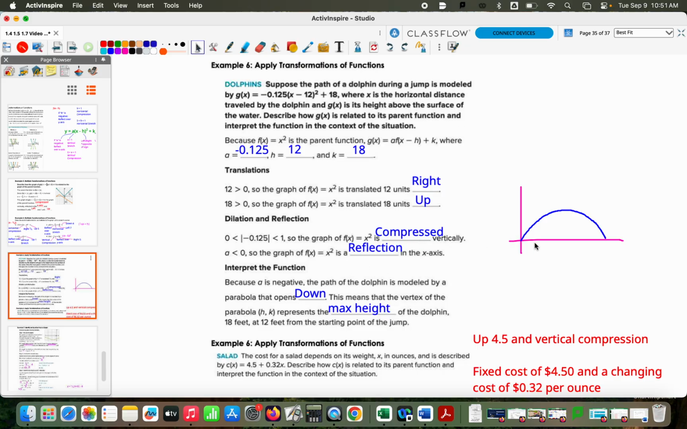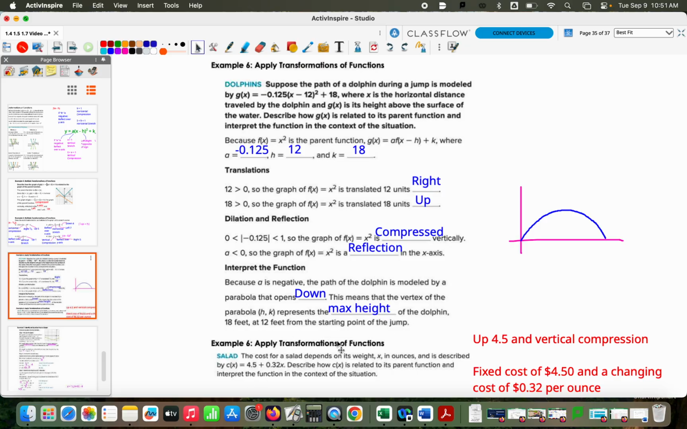And really what's going to happen here is it's going to be an x squared parabola. It's reflected, so it's going to open downwards. The vertex is moved to the right and up. So this is my vertex right here, and that's really where our maximum height is. If this models the path of the dolphin, then this is the maximum height. So we got a parabola that opens down. The max height here is 18 feet, 12 feet from where he started. So we basically jumped out 12 feet and 18 feet high.